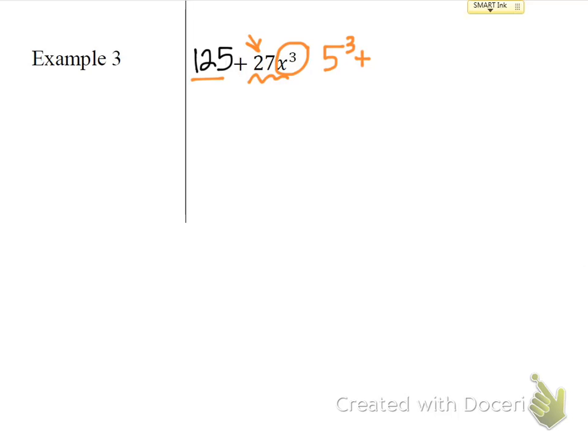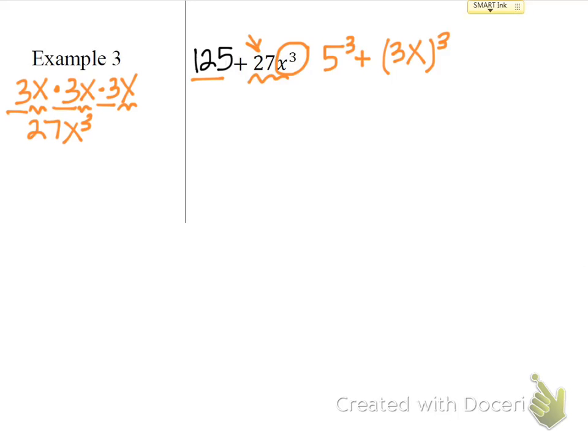So we can rewrite this as (3x) all of that cubed, so that my base is now 3x instead of just an x cubed, because 27 is 3 to the third power. If we think about it, 3x times 3x times 3x, 3 times 3 times 3 gives me the 27, and x times x times x gives me the x cubed. So I did break it down so that I have just one single base. So now I have a sum of two cubes.